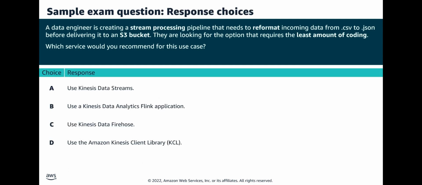Now, let's look at the answer choices. A, use Kinesis data streams. B, use a Kinesis data analytics Flink application. C, use Kinesis data firehose. D, use the Amazon Kinesis Client Library, or KCL. Based on the keywords that were identified in the question, which answer is correct? We'll pause a few seconds before discussing the correct answer. If you need more time to consider the answer choices, pause the video.